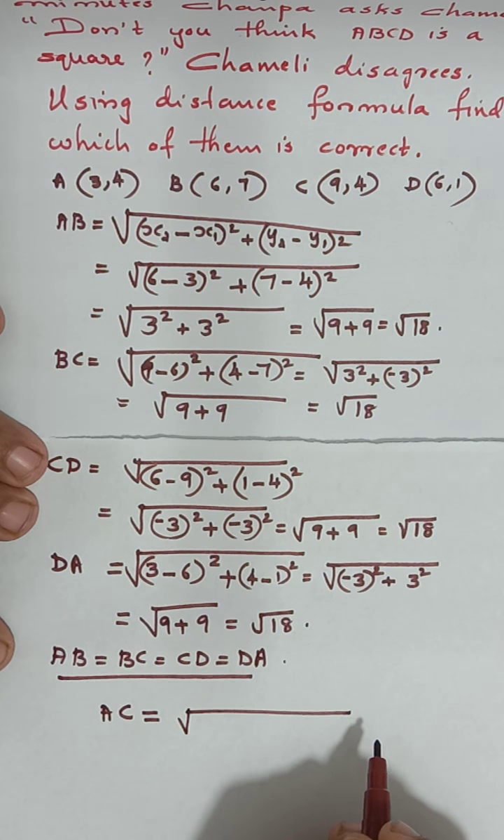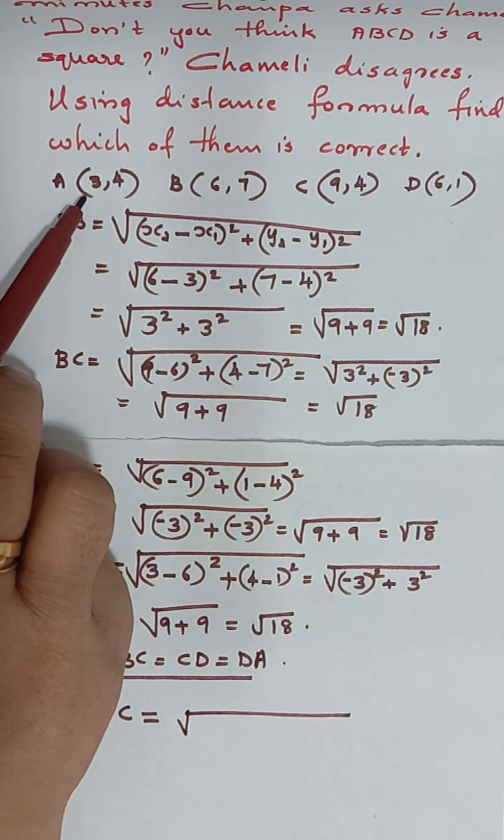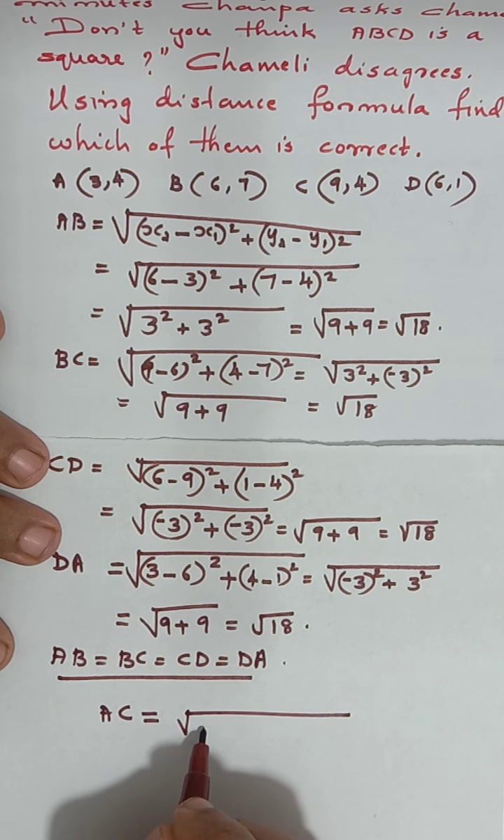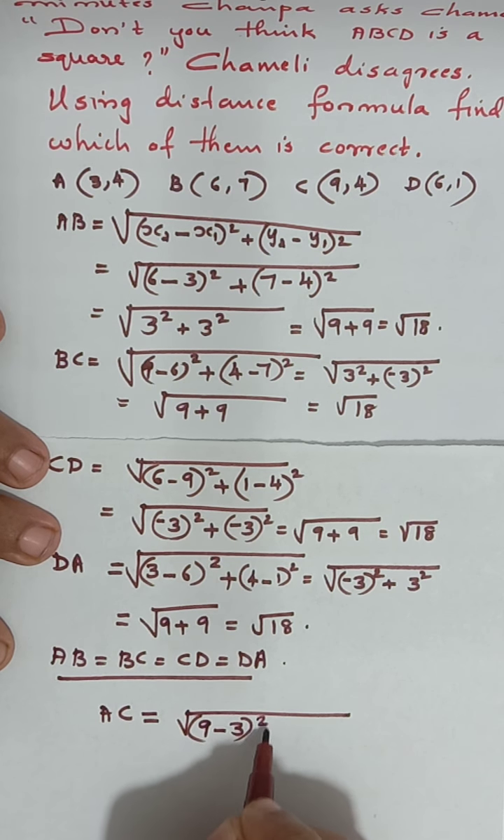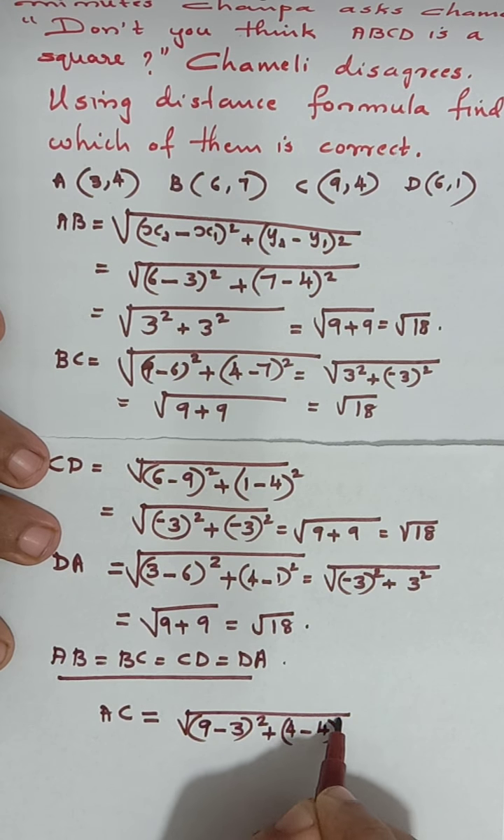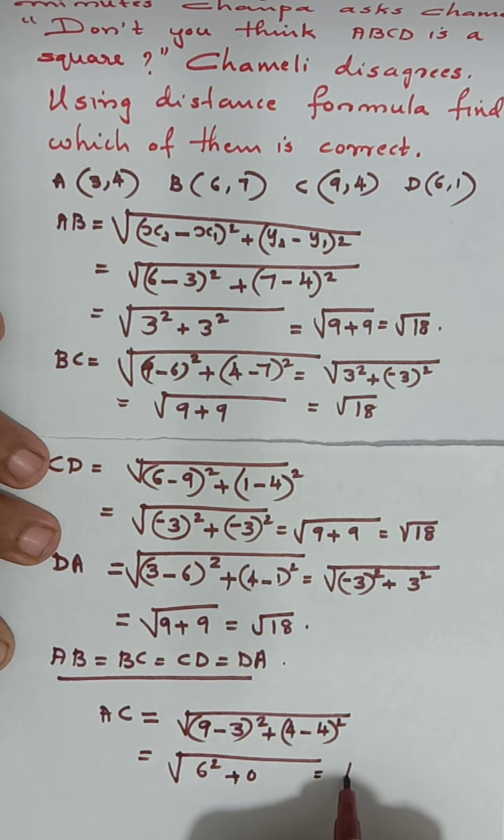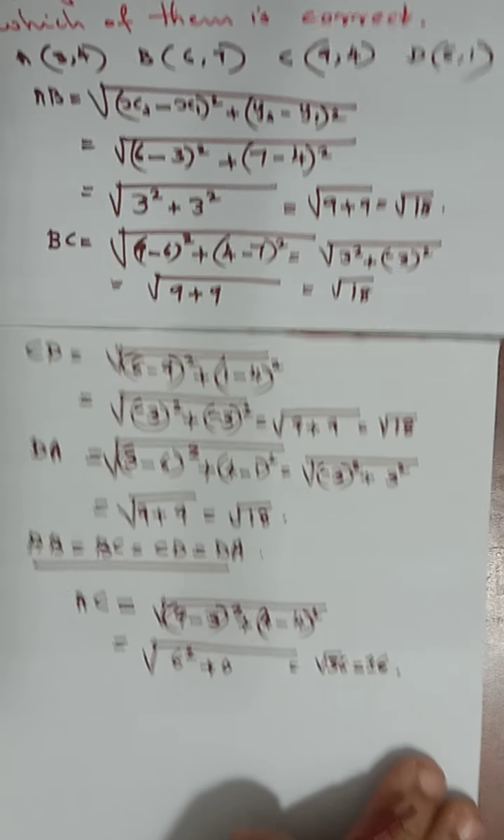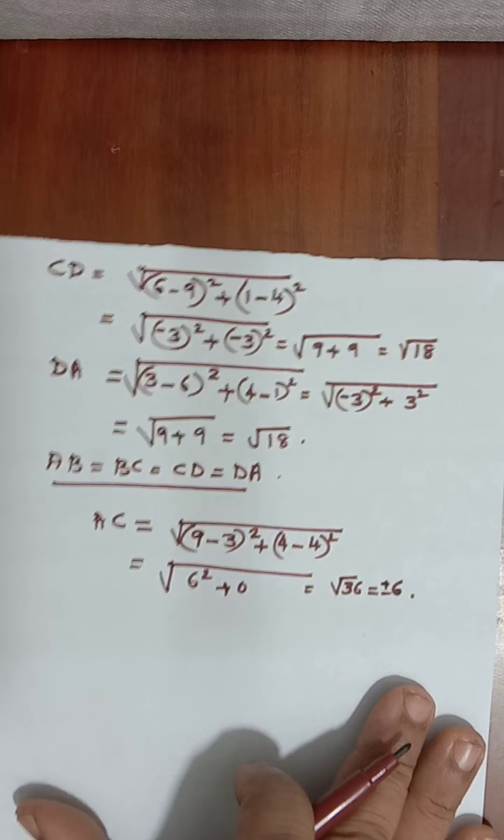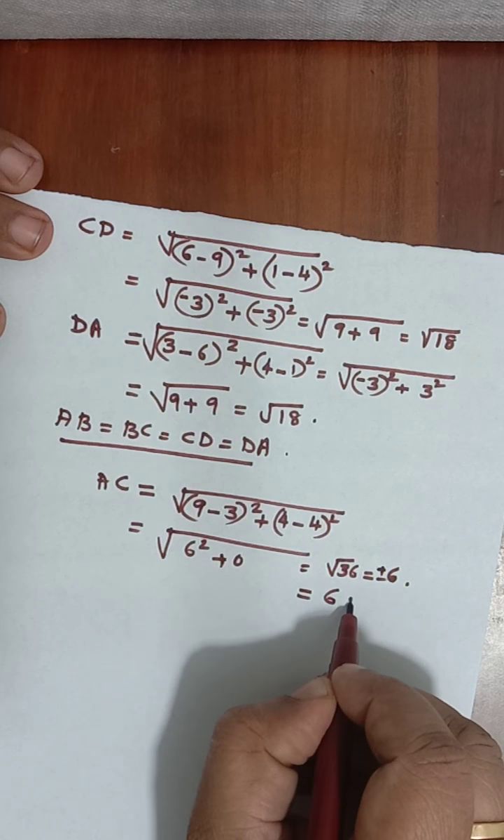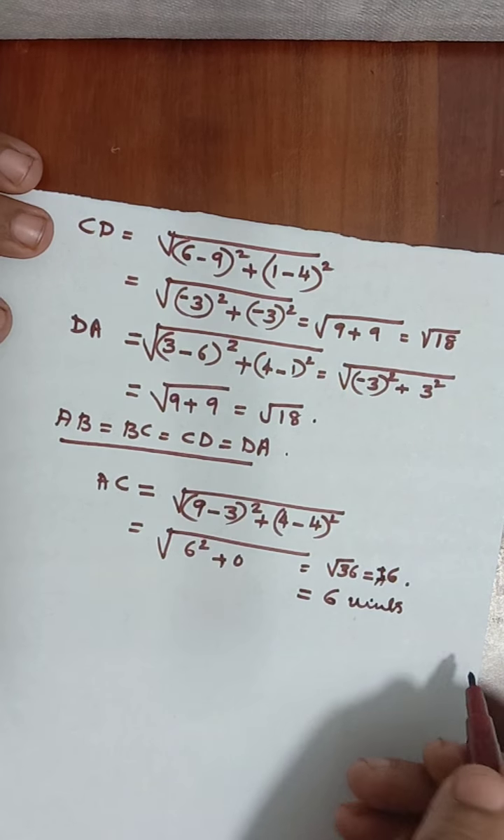AC also we have to find out using the formula, A is (x1, y1), C is (x2, y2). So 9 minus 3 whole square plus 4 minus 4 whole square. That's equal to square root of 9 minus 3 is 6 square plus 4 minus 4 is 0. 6 square is 36. Root 36 equal to 6. It is plus or minus 6 actually, but distance is positive, so we will consider it as positive 6 only, 6 units. Negative 6 is not necessary.